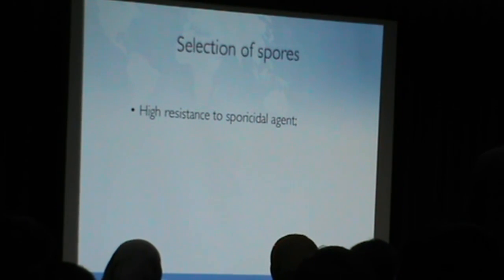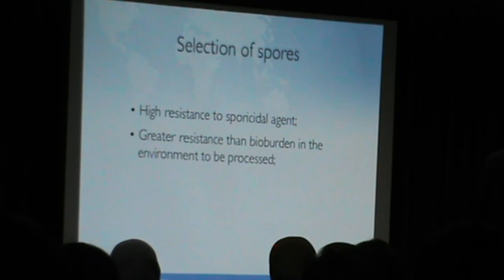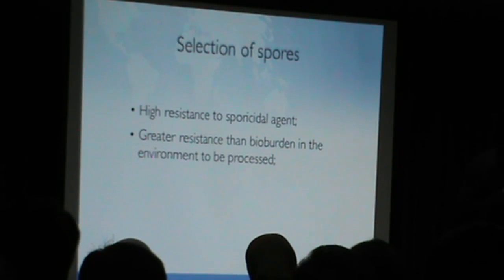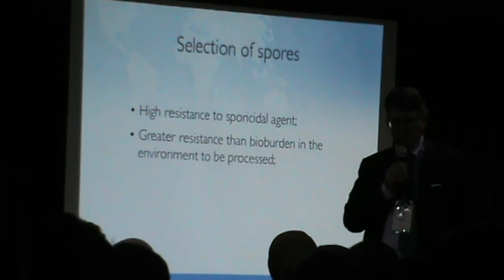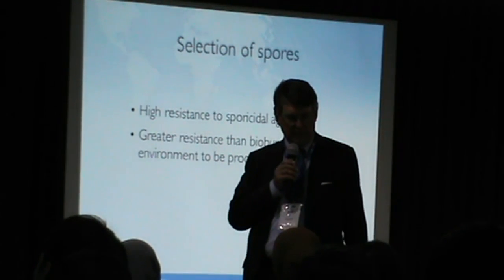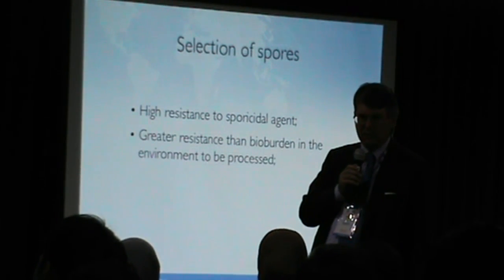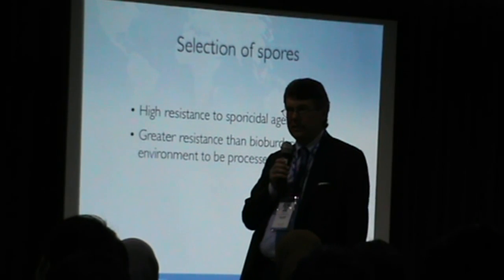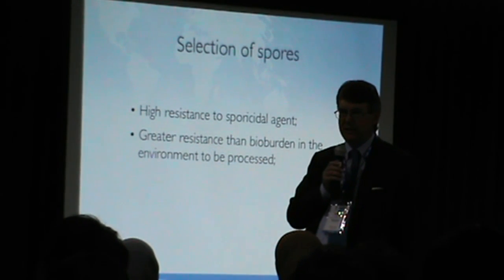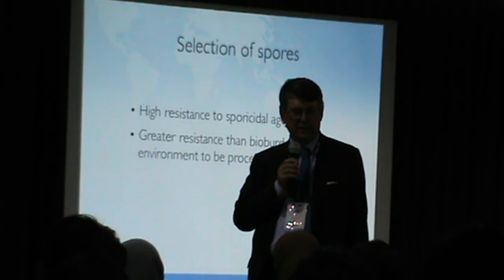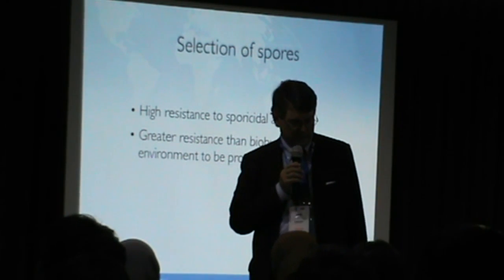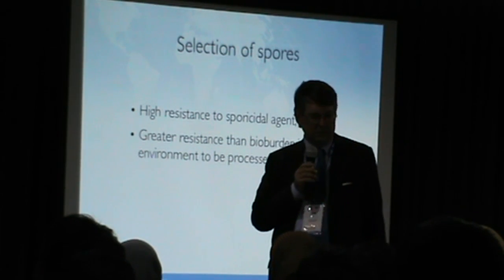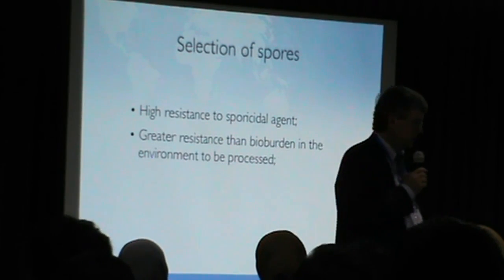So high resistance is for a single agent. Great resistance, then bioburden in the environment to be processed. So BI is a challenge. So you are designing a cycle on an overkill base. If we are able to kill very resistant bugs, then for sure we'll kill all the bugs, like the vegetative form, that you can normally find in your bioburden, in your factory.